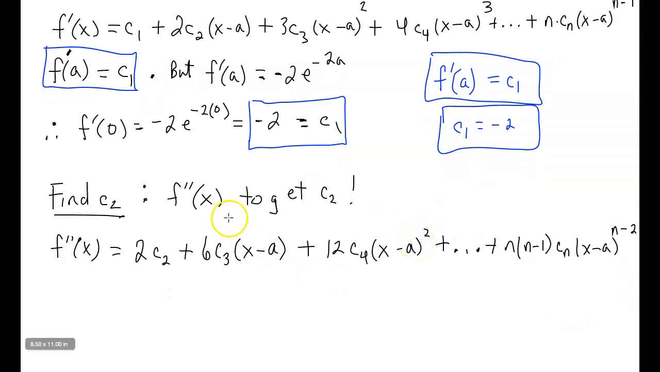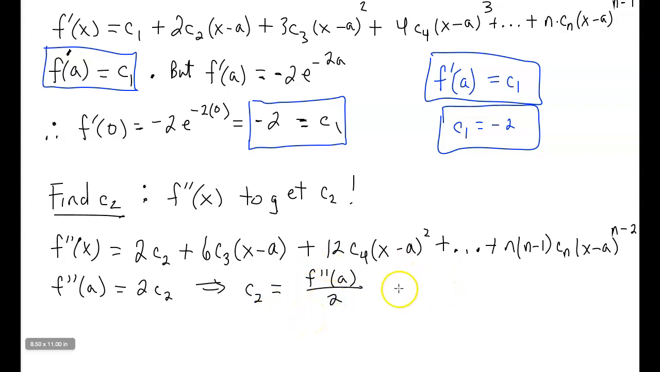From here, we could simply plug in a for x. And of course, all those terms except for the first will end up going to 0. So here we see what c2 could be. c2 is just going to be f double prime of a divided by 2. That is what that would look like in terms of f of a.